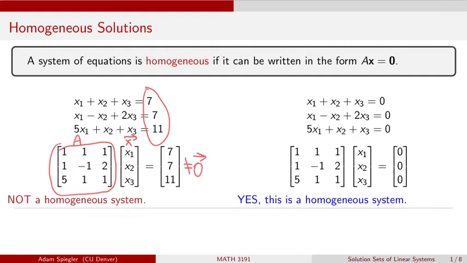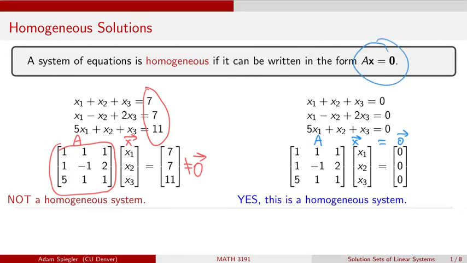However, if we modify it just slightly, so we still have x1 plus x2 plus x3 for the first equation, but now we have it equal to 0. And the second equation, x1 minus x2 plus 2x3, is now set equal to 0. 5x1 plus x2 plus x3 equals 0. This would be an example of a homogeneous system of equations because here we have our matrix A, here we have the vector x, and over here we have the 0 vector.